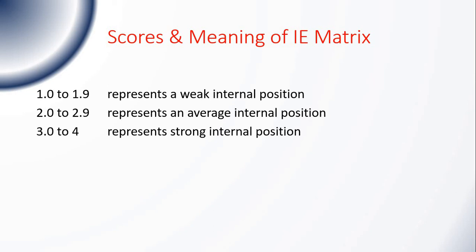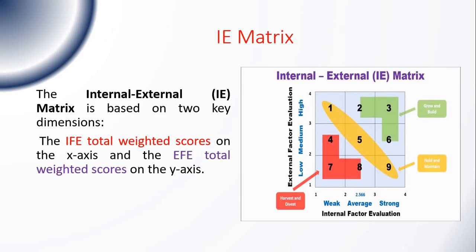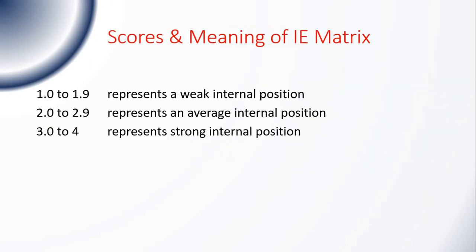If I go back to the graph, if we are positioned from 1 to 2 internally, we are very weak. If externally we are also from 1 to 2, our business position is very low in the external market. So from 1 to 2 this is considered to be the weak position.